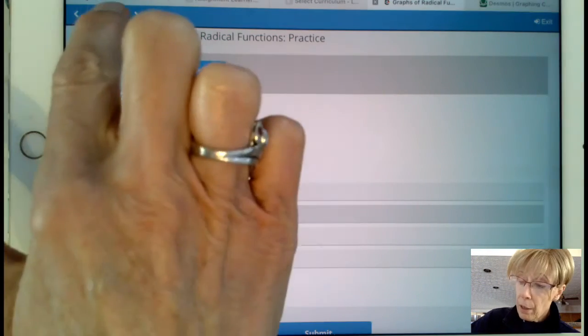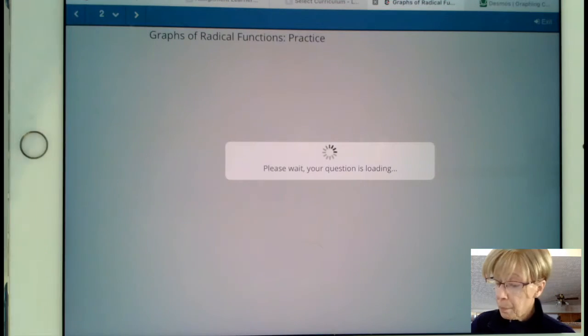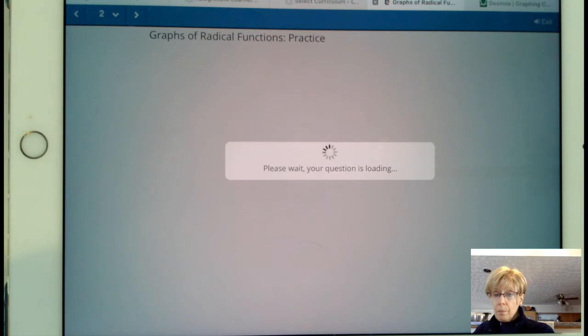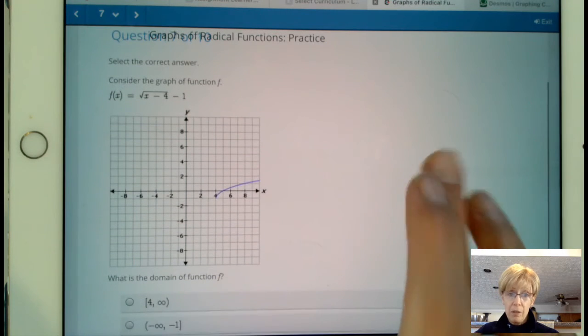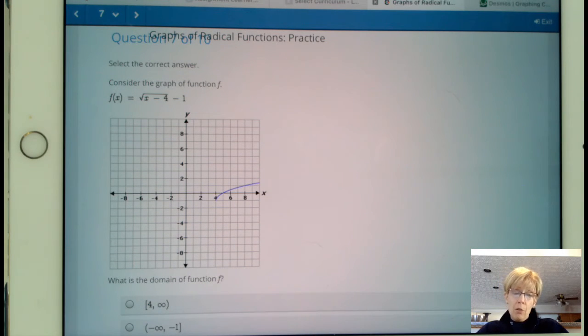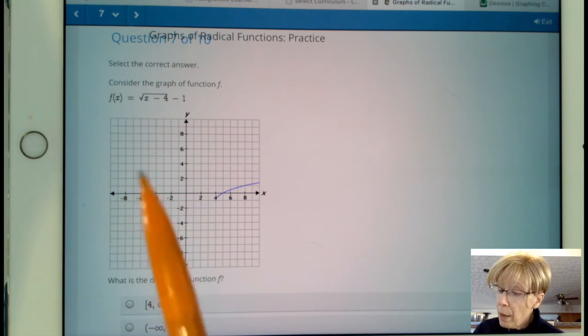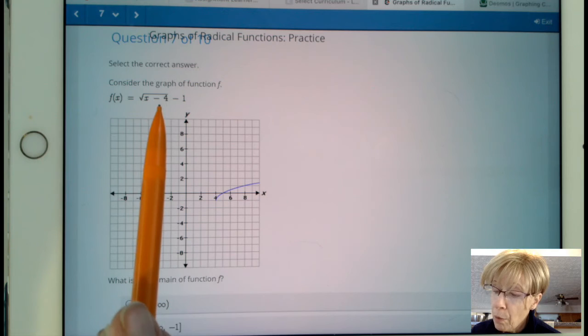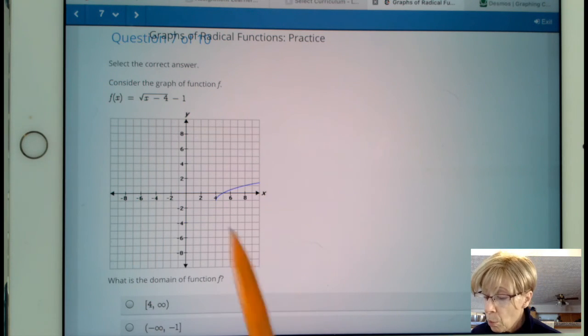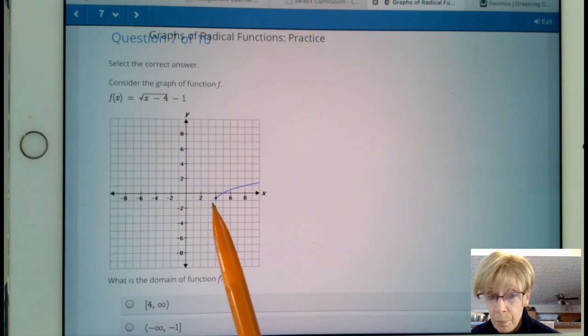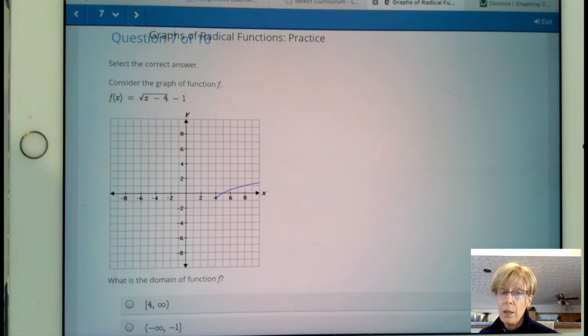Let's look at another problem. And the graph is already provided for us on this particular one, but it says consider the graph of the function, the square root of x minus 4 minus 1. Once again, just want to point out that -4 means that we move our graph to the right 4 spaces and down 1, which is our starting point. 4, -1.